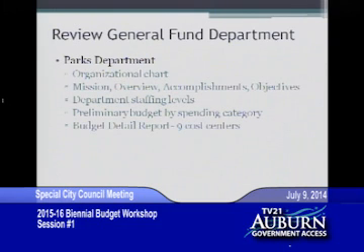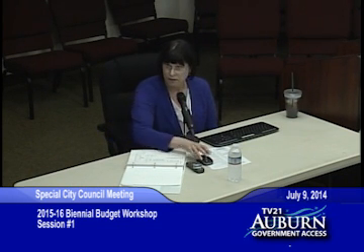So what you'll see, beginning on page 9, you're going to see an organizational chart. You're going to see a mission overview, accomplishments, and objectives page. That should be page 10. Department staffing levels, preliminary budget by spending category, and then a budget detail report. And in parks, they have 9 cost centers, or they did in the last budget year. There'll be more in this one coming up because there'll be 10 because they have golf course now.